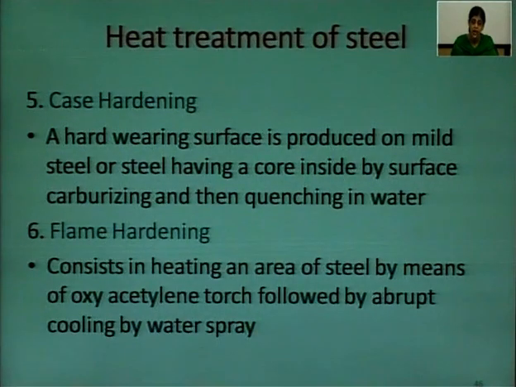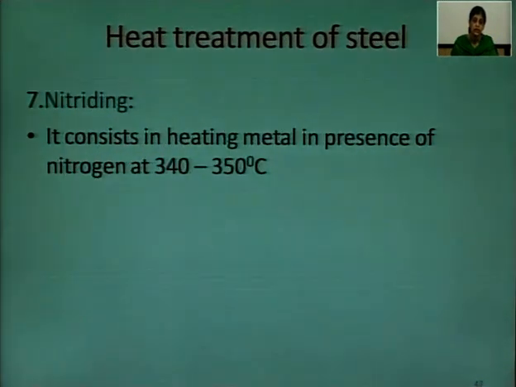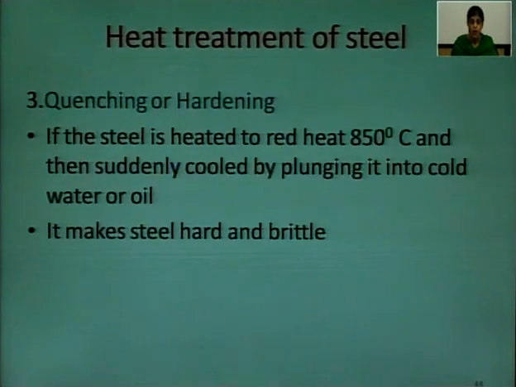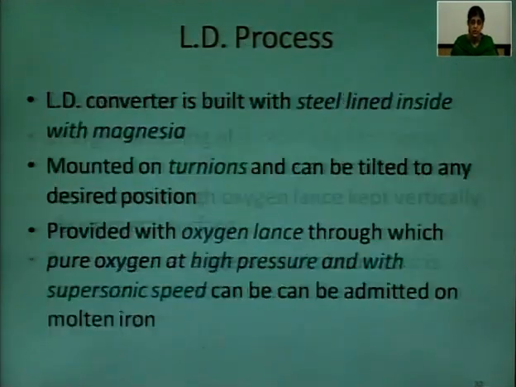Then we have case hardening, in which a hard layer is formed on a mild steel core by carburizing and then it is quenched in water. And then we have flame hardening, in which an oxyacetylene flame is applied to it and then it is cooled by water spray. And then the last method is nitriding, which consists in heating the metal in presence of nitrogen at about 340 to 350 degrees centigrade.